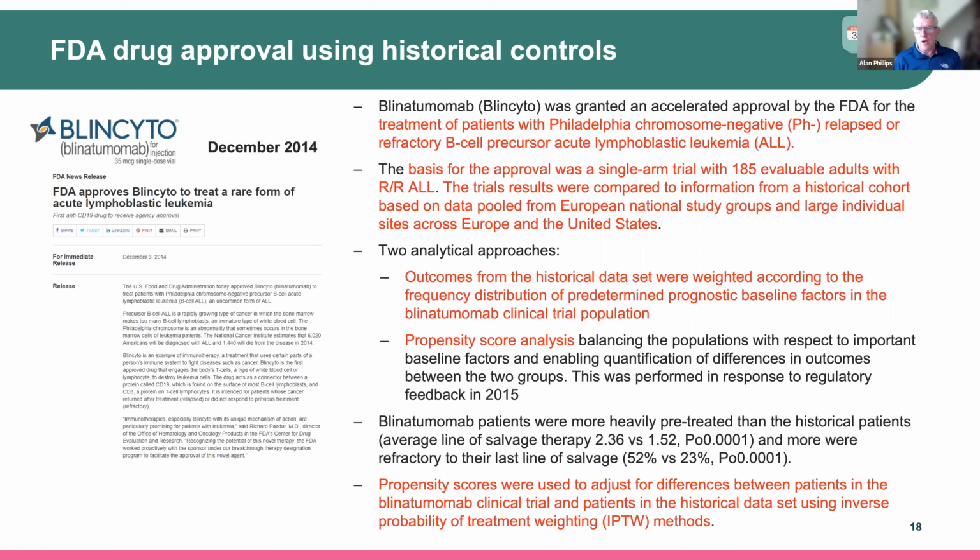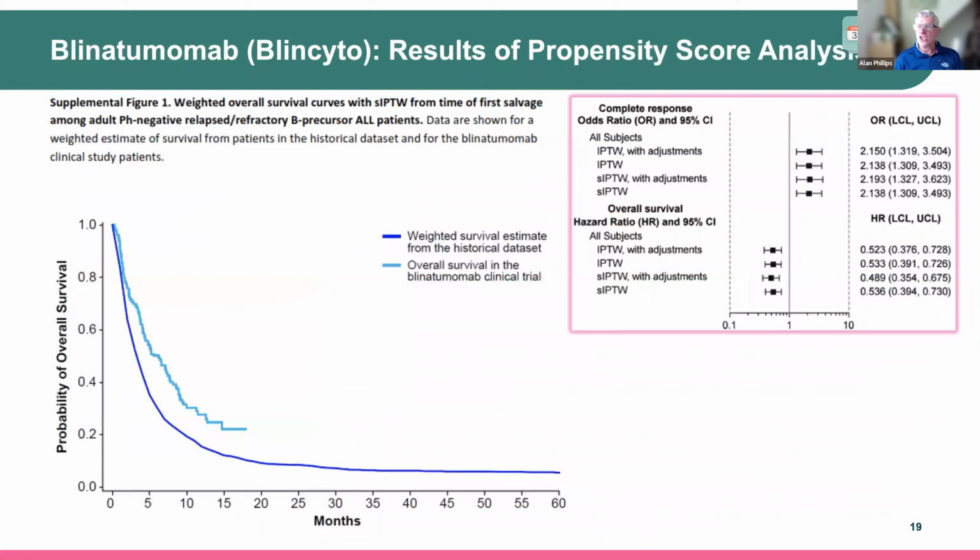The main one that they went for eventually was propensity scoring, which I mentioned is a recognized technique. There were differences between the patients in terms of pre-treatment, so they had to be adjusted, and there were all sorts of different ways of doing it. But essentially, the results showed this for the different adjustments, and you can see from the curve that there was a benefit in terms of the drug relative to the historical control data set. So that was successful as well.